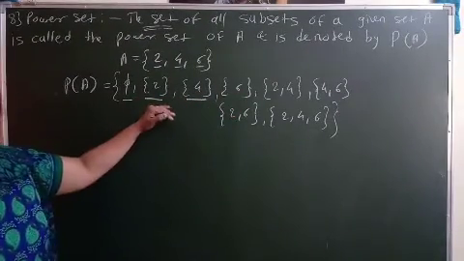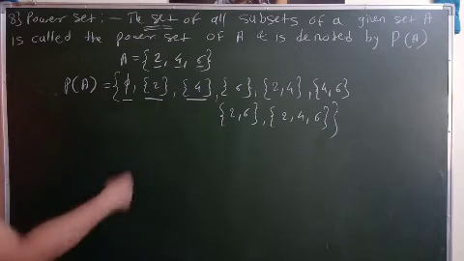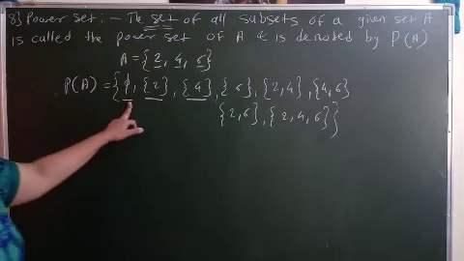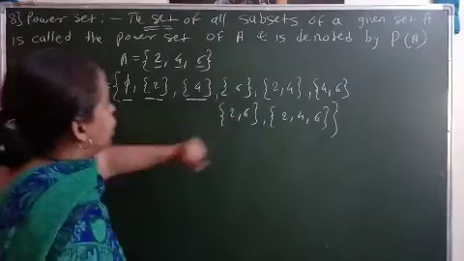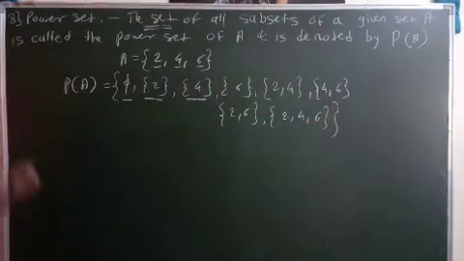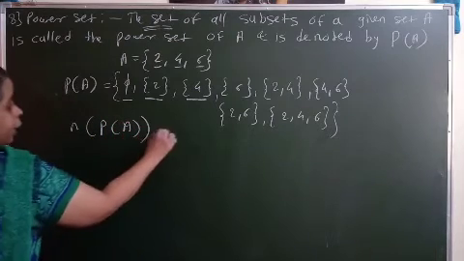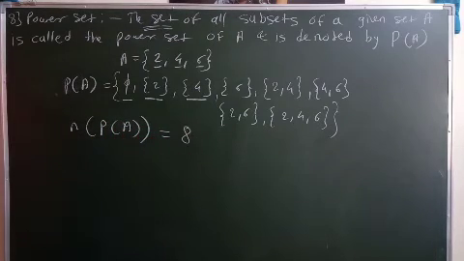So every element of a power set is one set. Now how many elements are there? This is first, second, third, fourth. Look how many there are: 1 2 3 4 5 6 7 and 8. So n of P of A is 8.